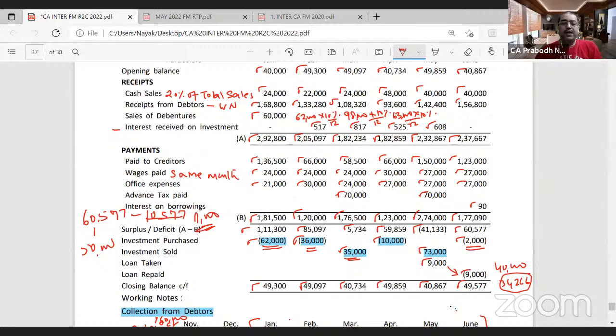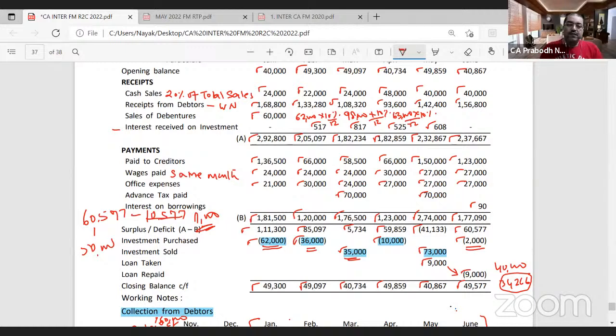Suppose the investments were not there at the beginning and the loan was there, then I will start with the loan. And if I have a surplus balance afterwards, first I will repay the loan. Then the remaining balance will be invested. Okay, so this is a comprehensive problem, cash management, preparing a cash budget, which you have not done before.